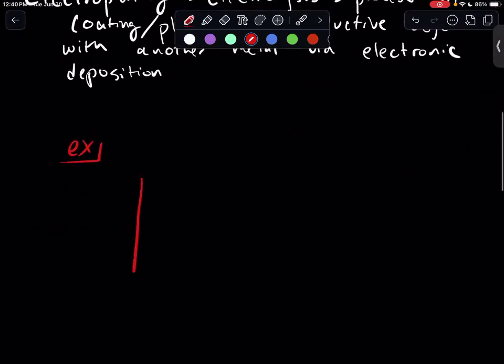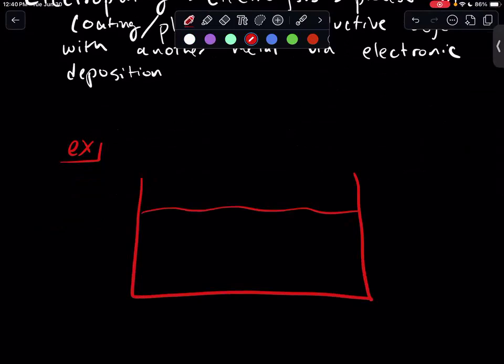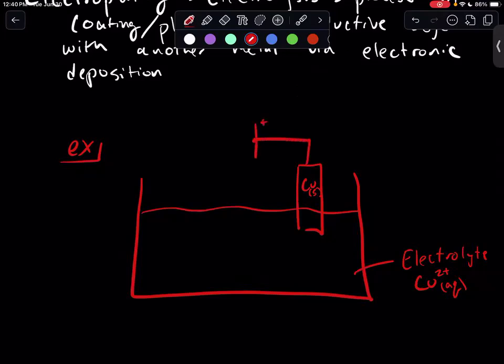So if we have our container of some electrolyte, like we're going to do electrolysis, and we're going to connect maybe a piece of copper solid, and we're going to have some electrolyte, and that electrolyte is going to contain copper ions. It'll be pretty obvious as to why we don't want a different type of ion. We'll connect that with a power supply. We're going to make sure that copper is our anode in this case.